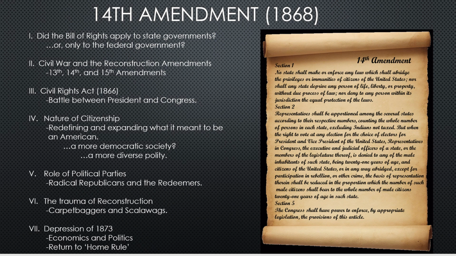Constitution. But so the 14th Amendment defines the nature of citizenship. It expands, and this is extremely important, it expands what it means to be an American. It makes the United States more democratic. Now, we're still not ready to give women the right to vote, okay? But we are making a radically more diverse polity, meaning that individuals who are slaves are now included. They're given legal status, they're able to vote, they're able to hold office.